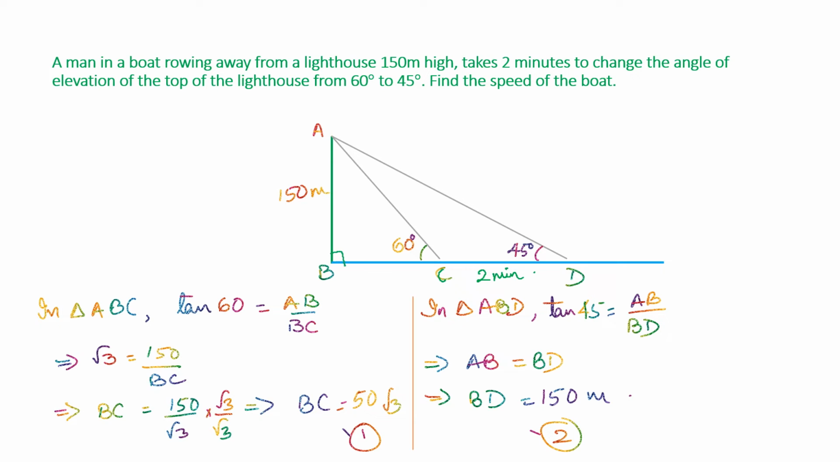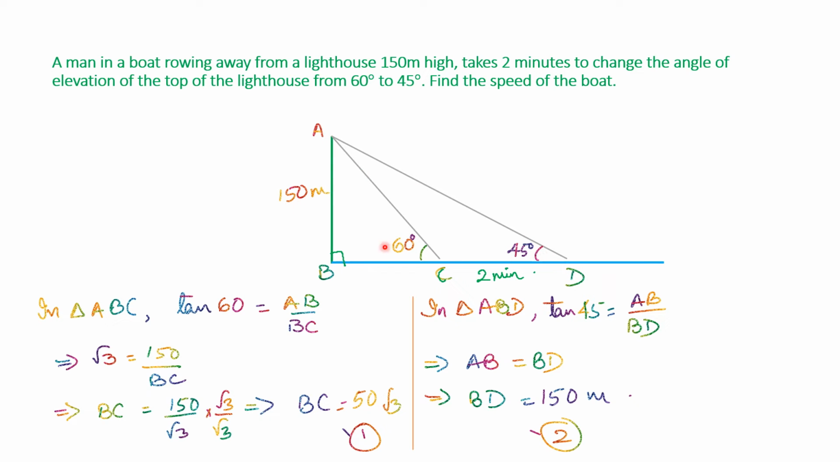Again, I have two right triangles. So in triangle ABC, tan 60 is equal to AB, opposite side, divided by BC, that is 150 by BC. So BC is equal to 150 divided by root 3. When I have root 3 in the denominator, I'm going to rationalize the denominator. So that will give me 50 root 3. Leave it here.